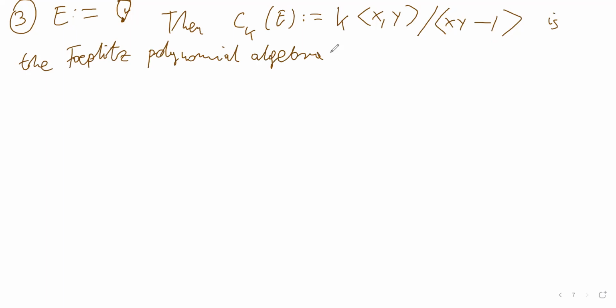So this is what happens when you take the Cohn algebra, and what happens when you take the Leavitt path algebra? Well, then you impose both Cuntz-Krieger relations. So not only xy equals 1, but also yx equals 1. So L_K(E) is just the Laurent polynomial algebra.